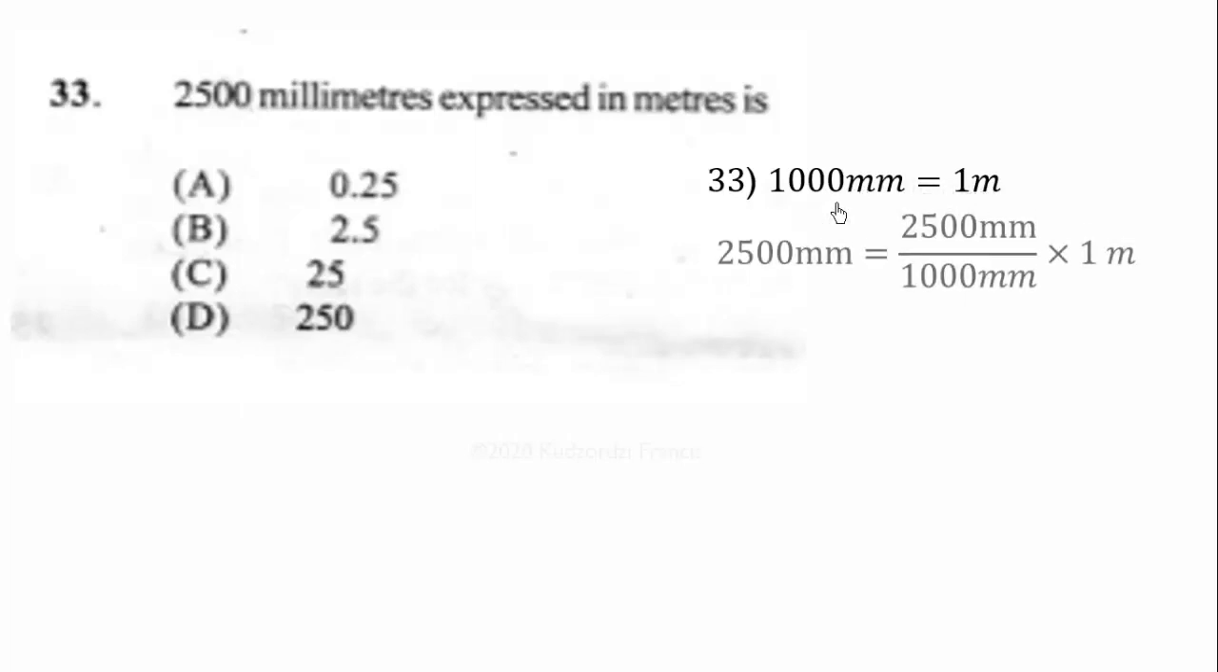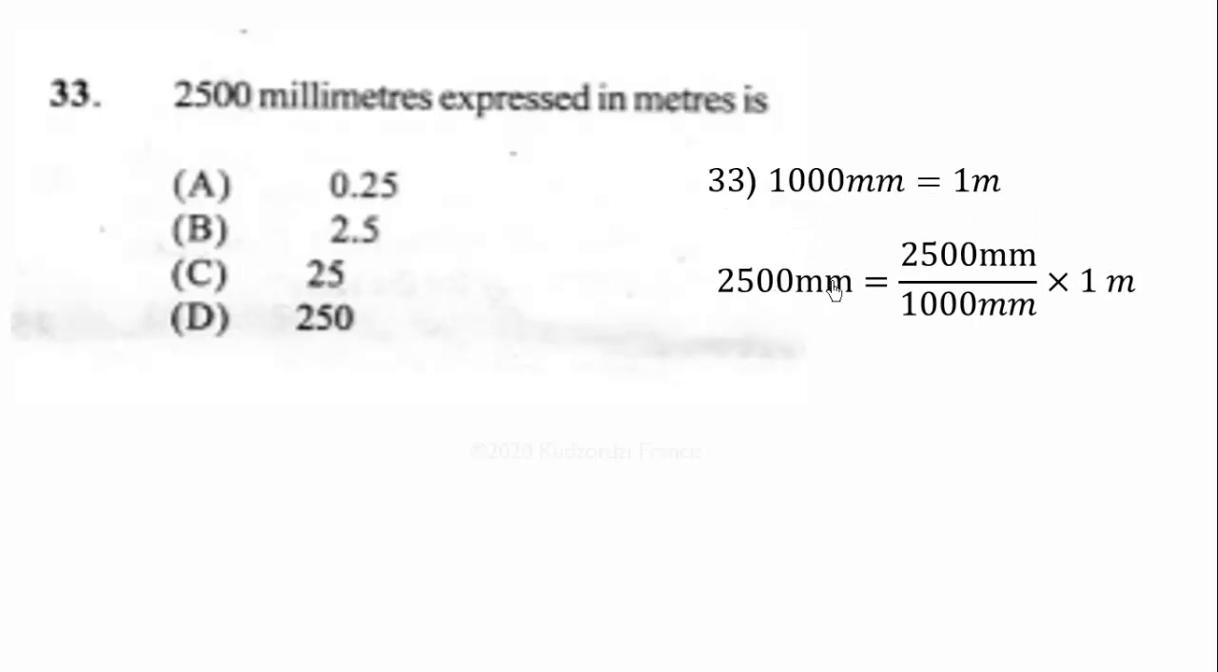2500 millimeters expressed in meters is... So we know that 1000 millimeters will give us 1 meter. Therefore, to convert from millimeters to meters, we divide by 1000. Now we are given 2500 millimeters, so we divide by 1000 to get 2.5 meters. Therefore, the correct answer is this.